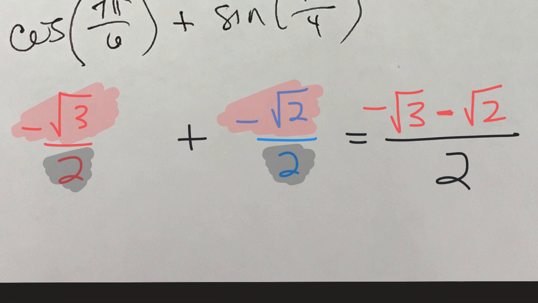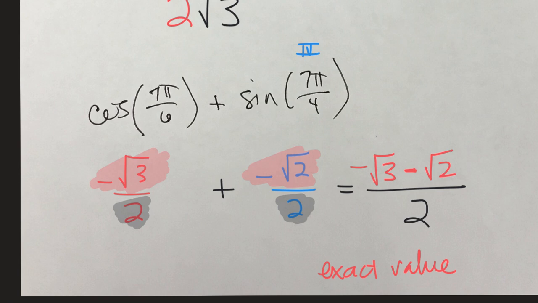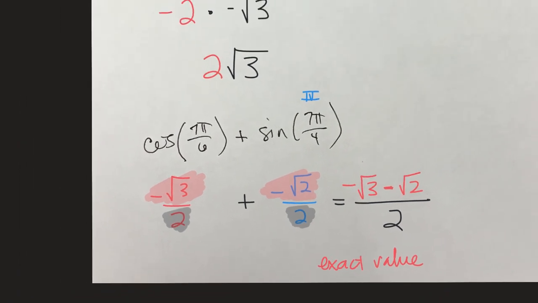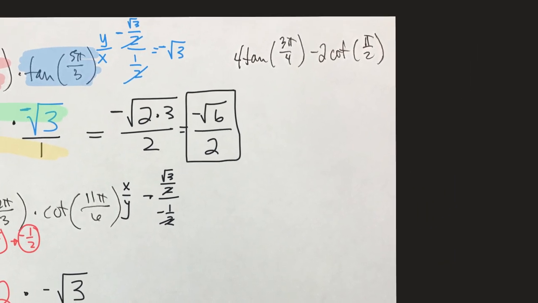Okay, so remember, this is what we call an exact value. We could plug that into a calculator and it would give us a decimal, which would be a decimal approximation. So this is an exact value. Whenever we're asked for exact values, you're going to get radicals and all kinds of crazy stuff.